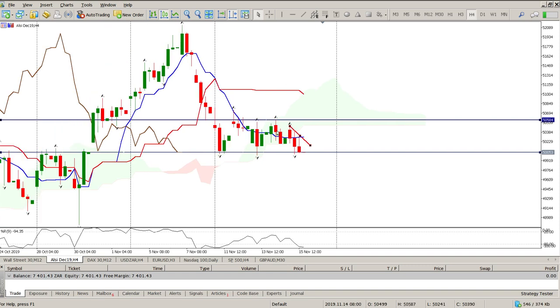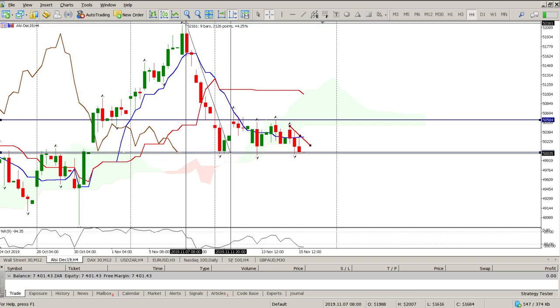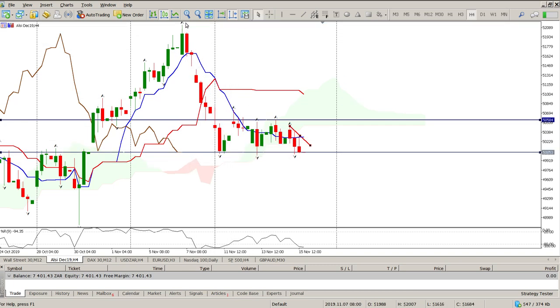Okay, I think that's kind of my view at the moment, but I really don't like trading ranges like this. I much prefer trending markets. But at this stage, this is a range, but it could be a massive, massive fall. We're talking about another 2,000 point trade if we do get through to the downside.